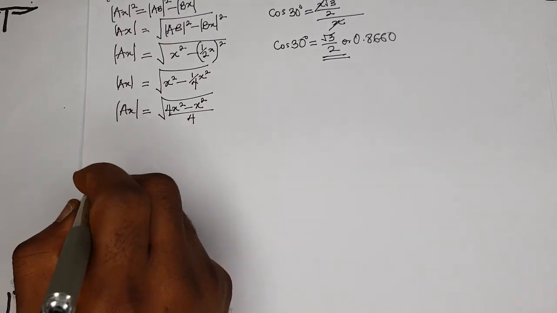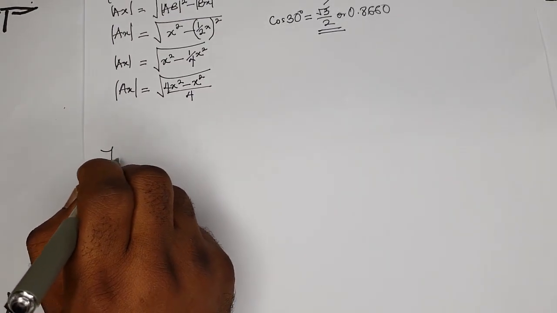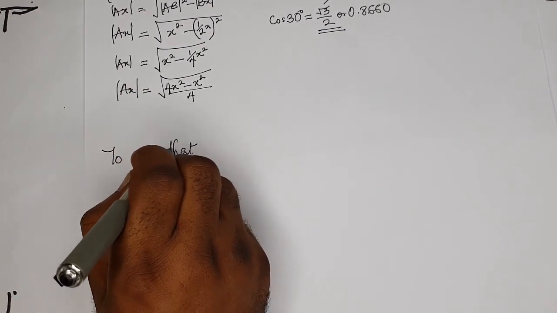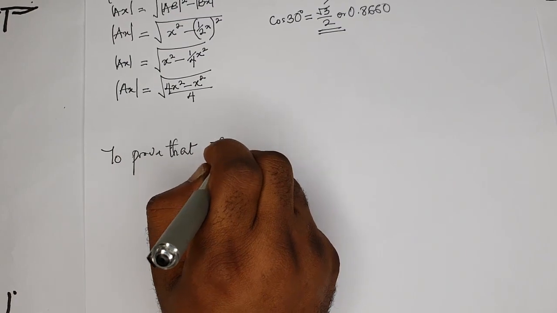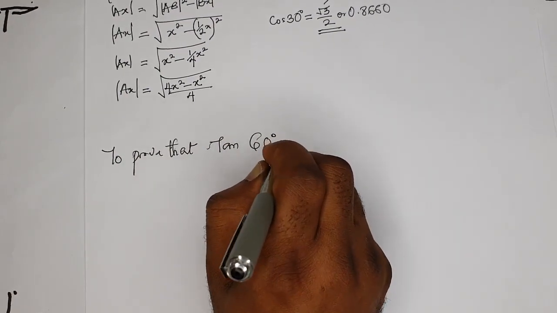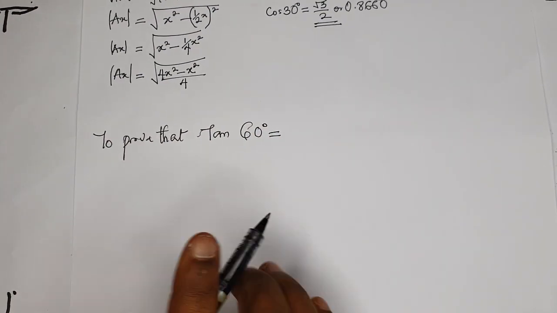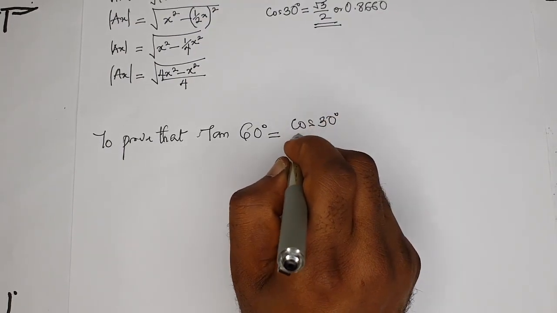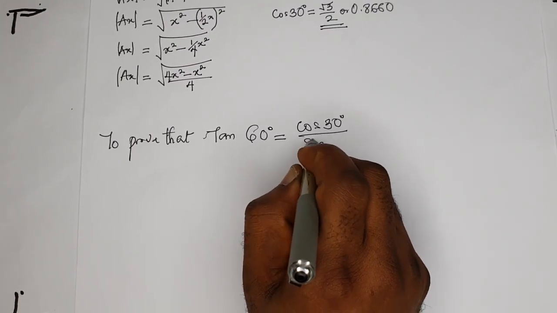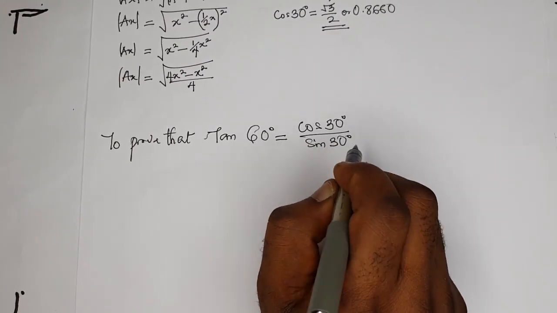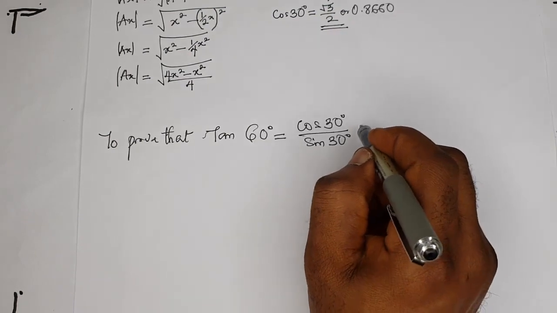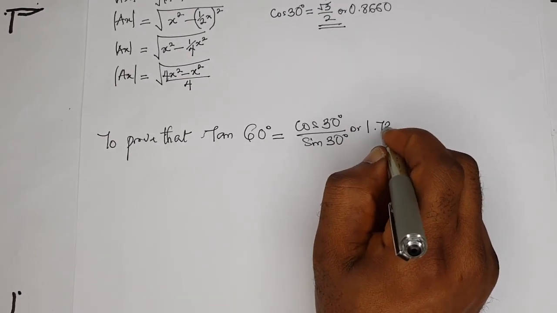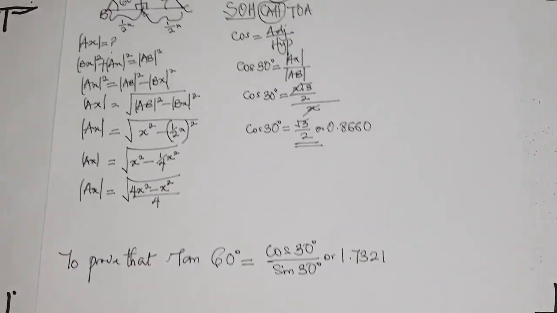This time around, we want to prove that tan 60 degree is equal to cos 30 degree divided by sine 30 degree, and it's the same thing as 1.7321. This is what we want to prove.